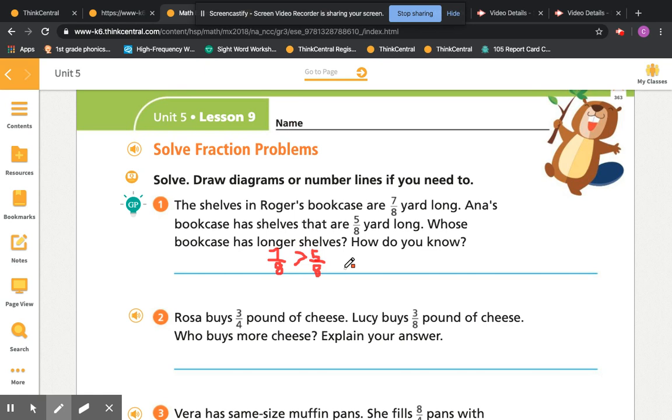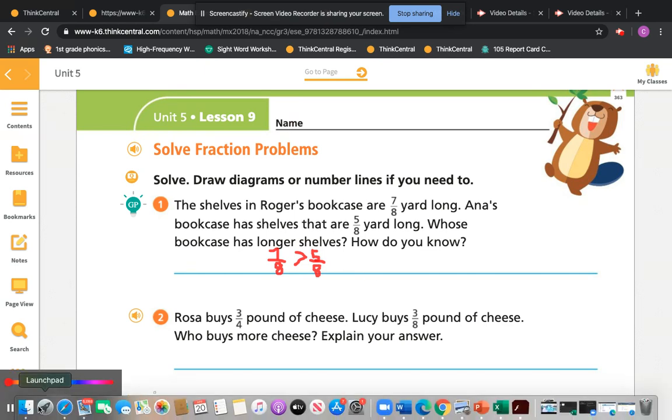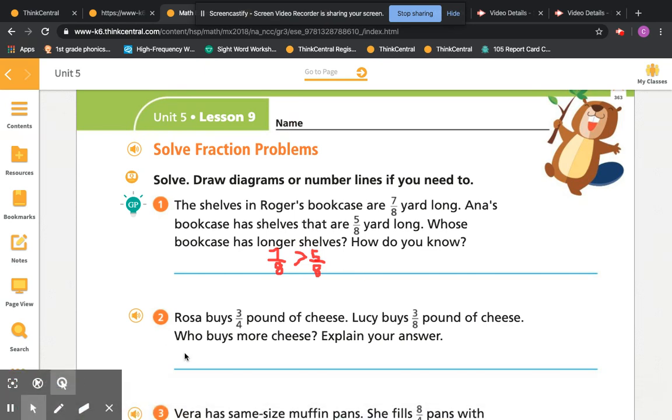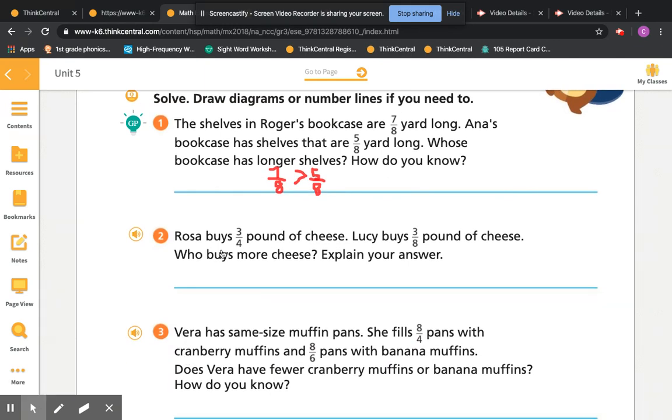All right, now on the next one, as you can see here, it says Rosa buys 3/4 pound of cheese. Lucy buys 3/8 pound of cheese. Who buys more cheese? All right, now here I see two fractions that have the same numerator. And for the same numerator, the rule was that the fraction that has the smallest denominator is the greater fraction.